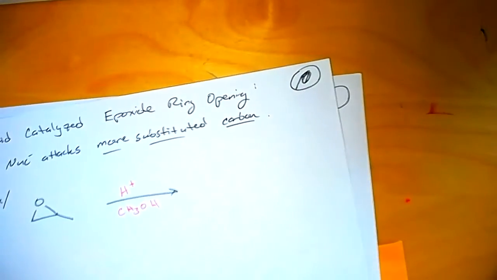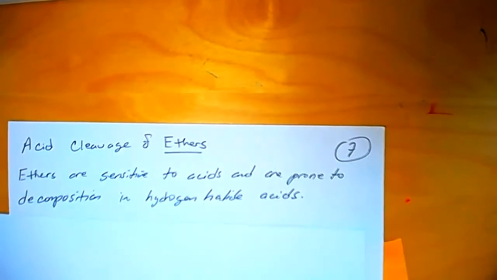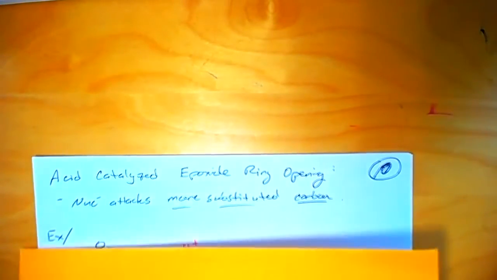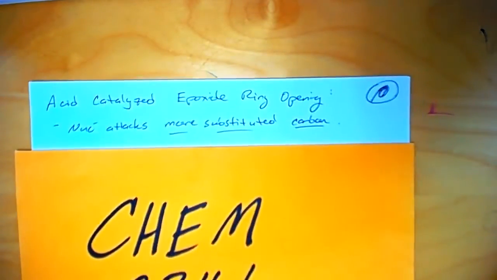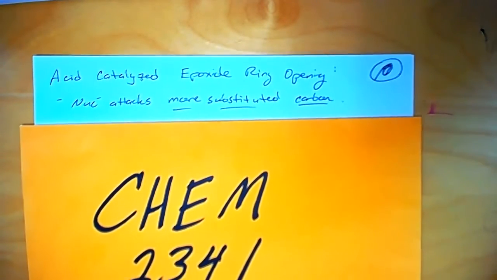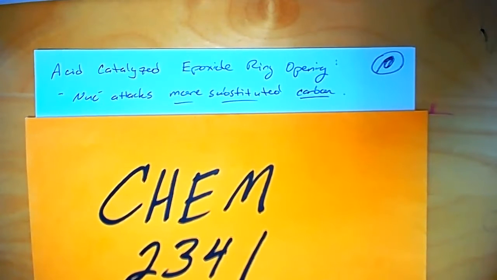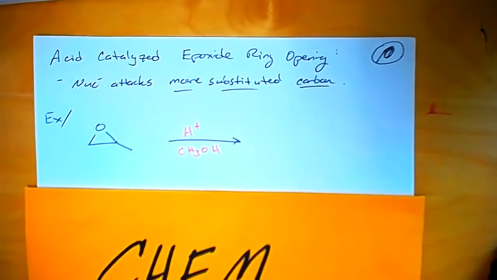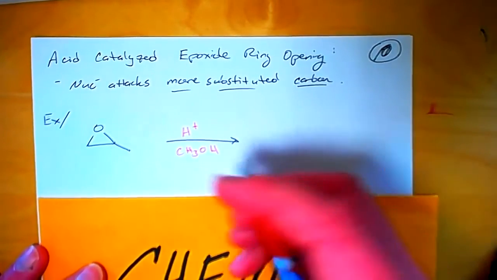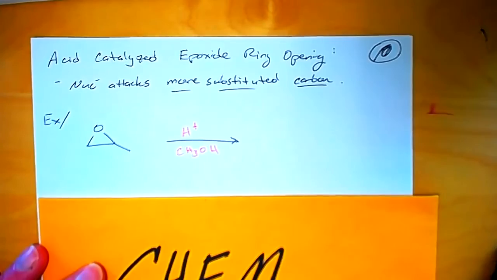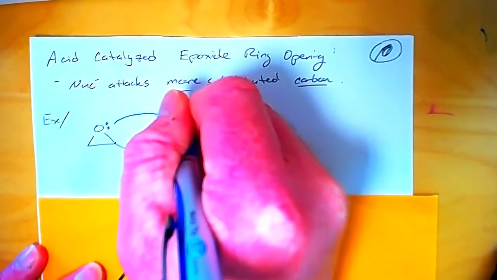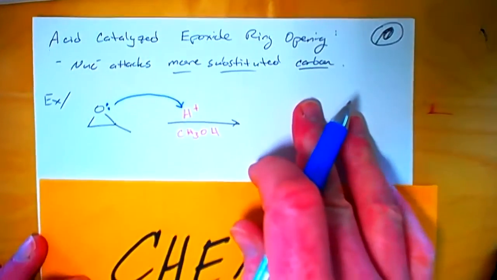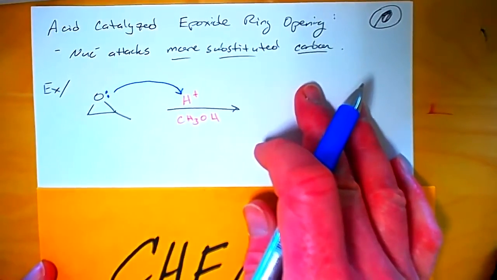Now, the things that we can do with epoxides: epoxides can undergo ring opening. That is, the nucleophile attacks the more substituted carbon when you are reacting an epoxide in the presence of acid. So for instance, if I had this epoxide and I treated it with acid in the presence of methanol, the first thing that's going to happen is you're going to protonate the oxygen.